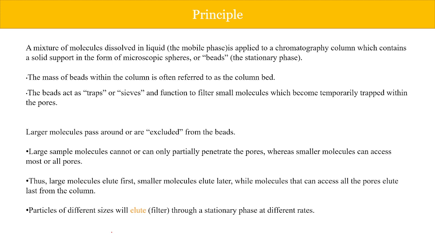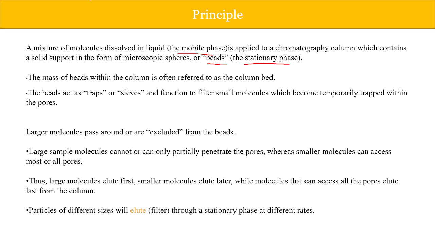Now coming to the principle of size exclusion chromatography. A mixture of molecules dissolved in liquid, which is your mobile phase, is applied to a chromatographic column which contains a solid support of microscopic spheres, or beads, as I was telling, which makes your stationary phase. The mixture of molecules like proteins and buffers comprises the mobile phase, and the packing of the column determines your stationary phase. That is a solid support that builds the component of your column.